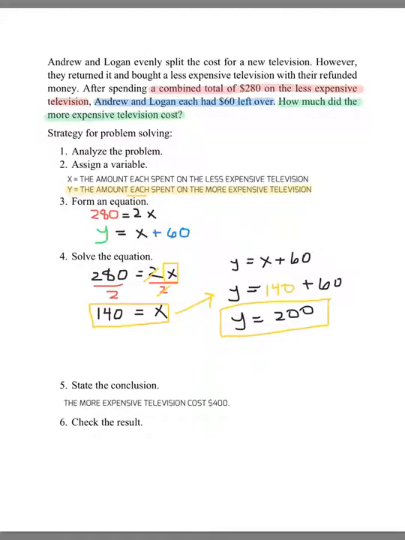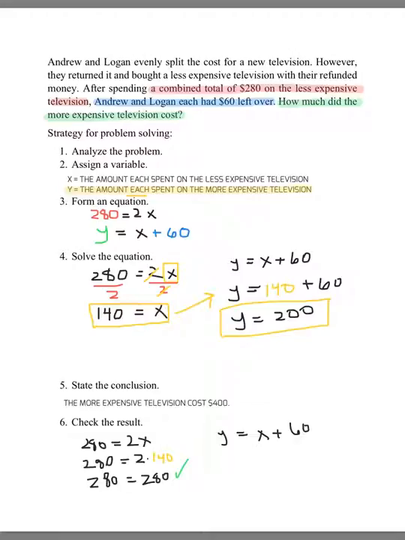Now let us check the result. We start with the original equations: 280 is equal to 2x, and y is equal to x plus 60. Now that we know the values of x and y, we can substitute them in. We have 280 is equal to 2 times x, which is 140. On the left side, we have 280. On the right-hand side, once we carry out the multiplication, we end up with 280 as well. So the left-hand side is equal to the right-hand side, and we have a true statement.